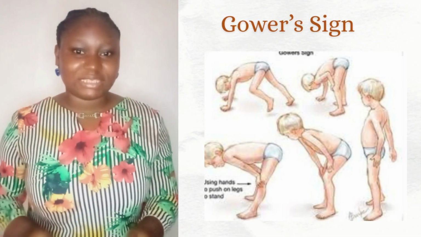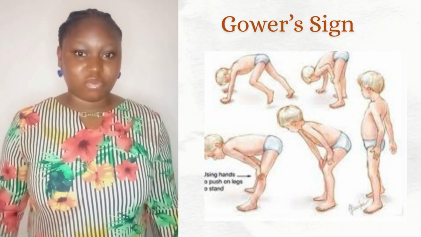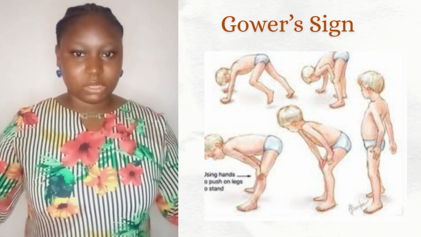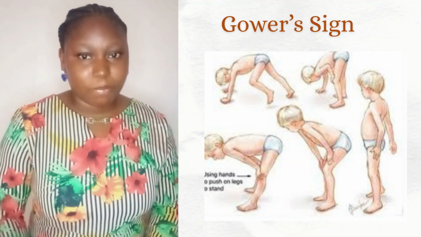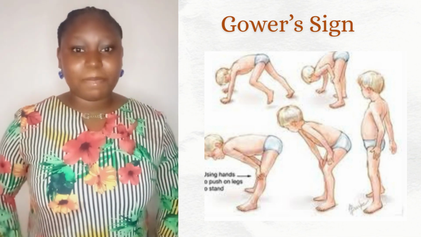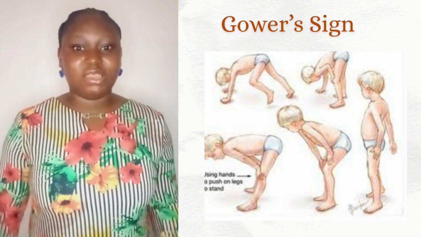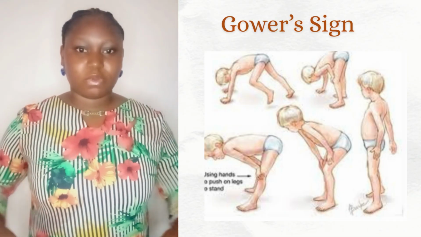Then also the Gowers sign. Usually when a child is on the floor and they want to rise from the floor, they just pull up and stand up. But for a child with Duchenne muscular dystrophy, they push on their body when they are trying to stand from the floor, and this is because there is weakness of their hip and thigh muscles. This leads to them not being able to contract and rise up from the floor.